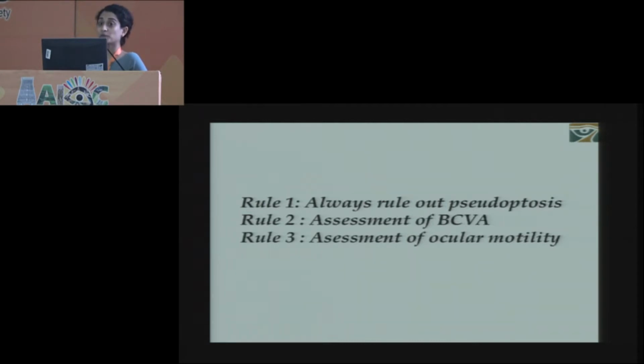So amblyopia is not always a visual deprivation amblyopia. It could be due to a refractive error, and isometropic amblyopia also. Assessment of ocular motility, never forget it. Never forget it. If you miss that finding in your exam, you are almost sure that you will fail.